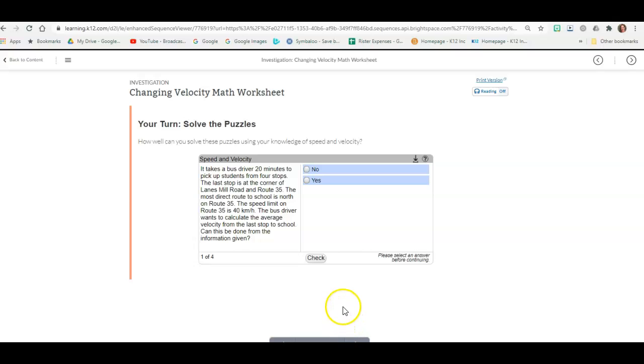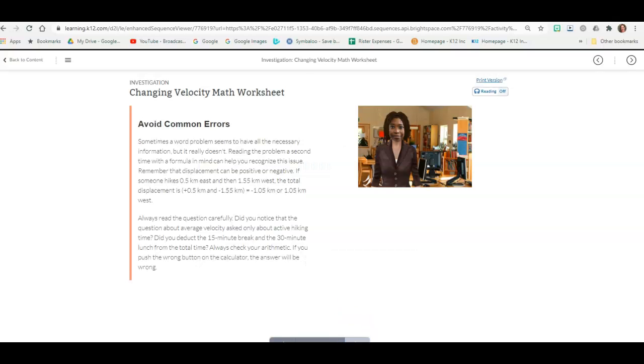All right, so these are some more examples showing how you can solve the puzzle using your knowledge of speed and velocity. It takes a bus driver 20 minutes to pick up students from 4 stops. So these are great to work through and just test yourself. And then if you don't get it right, when you click check, it gives you some helpful information. So if you're struggling, you may want to add those problems into your notes, but I definitely encourage you to go through and not skip those. They will help you on the quiz.